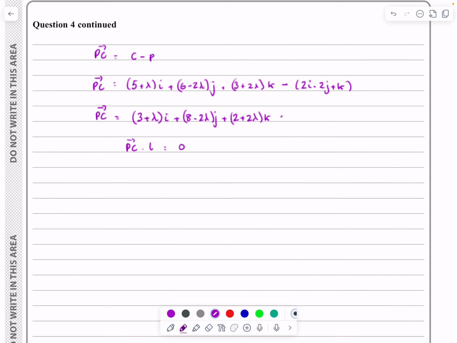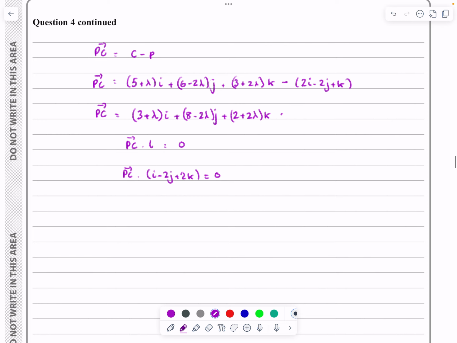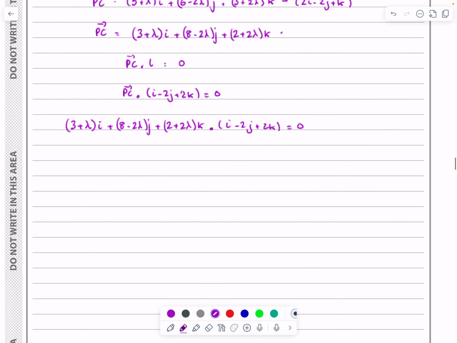And when I say dotted with L, I mean dotted with the direction of L. So PC dotted with, that's the i minus 2j plus 2k part, isn't it? That must equal 0. So 3 plus lambda, let's again put all this in, I can just keep copying it out each time, just save myself a little bit of time. So that one dotted with i minus 2j plus 2k works out to be equal to 0.